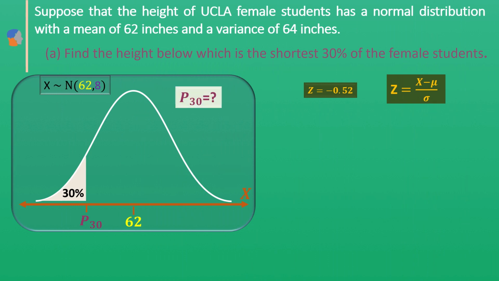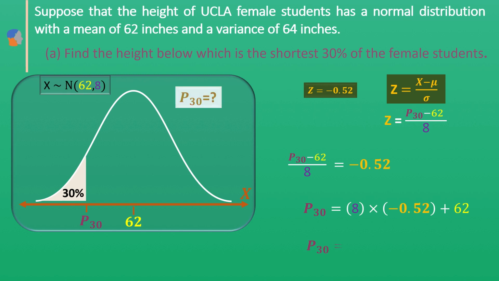Then we can use the Z formula, x minus mu over sigma, to convert P30 to the Z value. So we can convert: P30 minus 62, that is the mean, over 8, the standard deviation. Now we know these two Z values must be the same. One is from the table, the other one is from the formula. So we can make them equal and solve for P30. So P30 is 57.84.